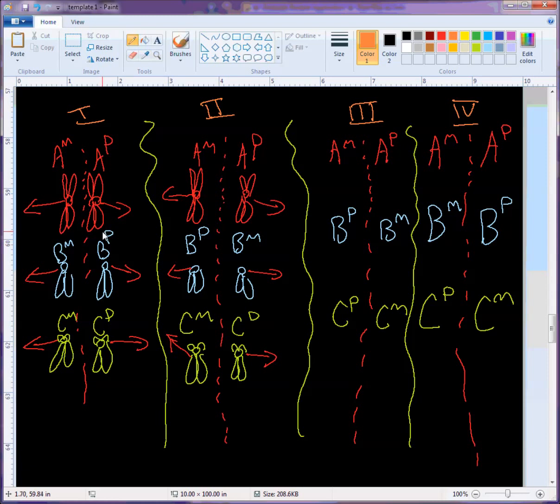So there are four possible combinations of these chromosomes on the metaphase plate as migration begins during early anaphase. So four possible arrangements or four possible alignments of chromosomes.